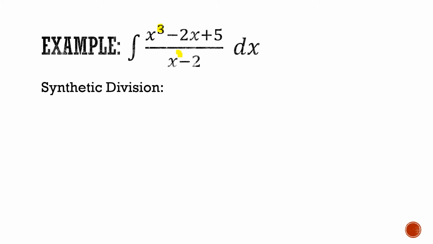And so if you remember with synthetic division, you're going to take the zero from your denominator, which is 2. You're going to put that on the outside of your bar. And then you're going to put the coefficients of your numerator on the inside, making sure to include any placeholders. So I have 1, 0 as a placeholder, negative 2, and 5. Those are the coefficients of my numerator. Now, following my rules for synthetic division, this first one right here, I simply drop down, and then we multiply 2 times 1, which is 2.